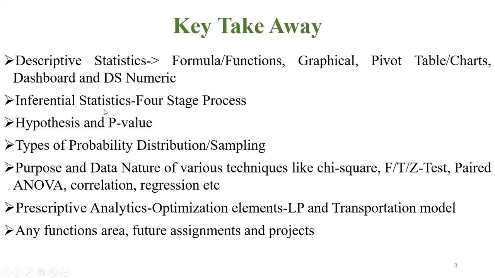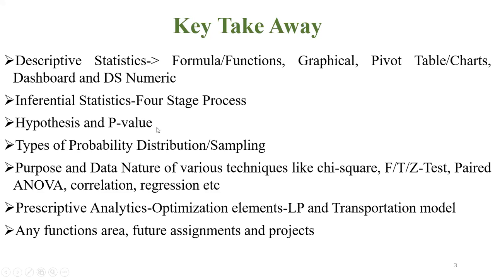Normally we adopted a four-step process. In this we learned hypothesis. What is hypothesis? An assumption. What are the two types of hypothesis? Null hypothesis and alternate hypothesis. Based on the p-value, we reject or accept the null hypothesis.